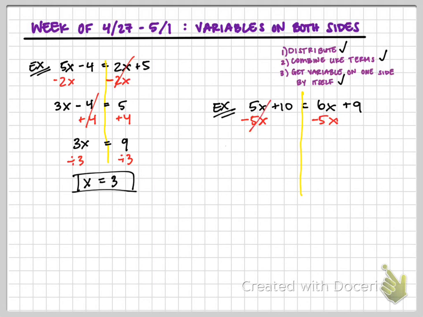So that cancels. I'm going to drop down the 10. 6x minus 5x is 1x. Or you can just have x. 1x and x are the same thing. And then bring down the 9.